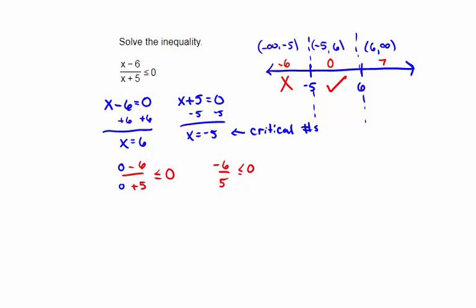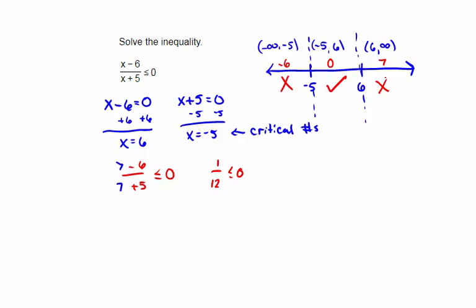Okay, and then finally we're going to use our 7. And so we're going to plug our 7 in. And let's look at what happens in that case. So if I plug a 7 in to my problem, I'm going to have 7 minus 6 is going to give me 1. And 7 plus 5 is going to give me 12. All right, so is 1/12 less than or equal to 0? And we know that it's not because it's actually bigger than 0. So I'm going to put an X in that section that's not included.